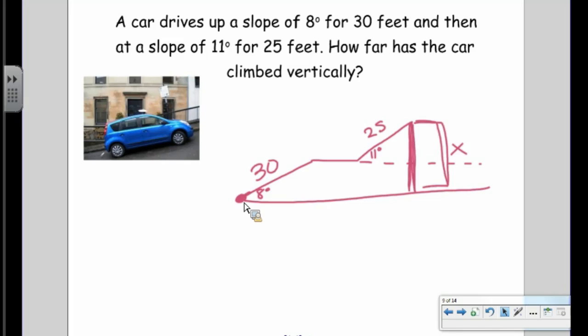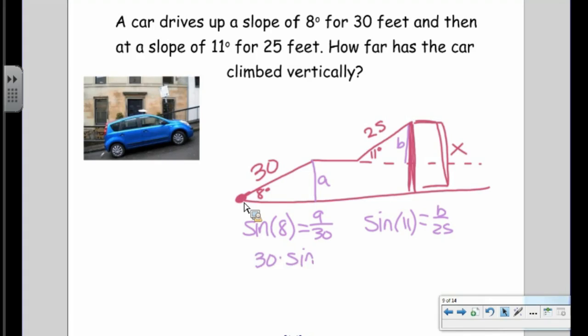So what we're going to do is we're going to find A, and we're going to find B, and then we're simply going to add them together. Okay? So we've got opposite and we've got hypotenuse. Sine of 8 equals A over 30. And sine of 11 equals B over 25. Where is the variable? It's in the numerator. So we're going to do 30 times sine of 8. You always put the side first. 25 times sine 11.